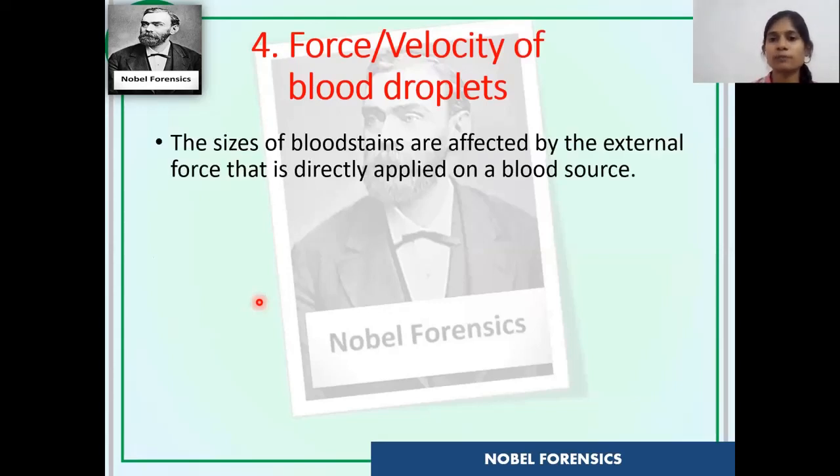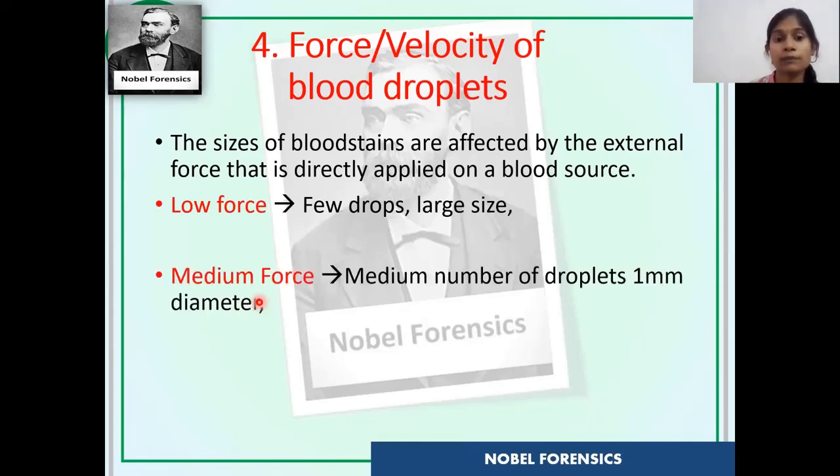Then force velocity of the blood droplets. The size of the blood stains is affected by the external force, whatever force is applied on the blood source. What is the blood source? If there is any injury on the head, then the head is the blood source. Whenever they are hitting with a stick on the head, then the head is the blood source. Because of that hitting, there is formation of the blood stains. So the blood source is the tissue.